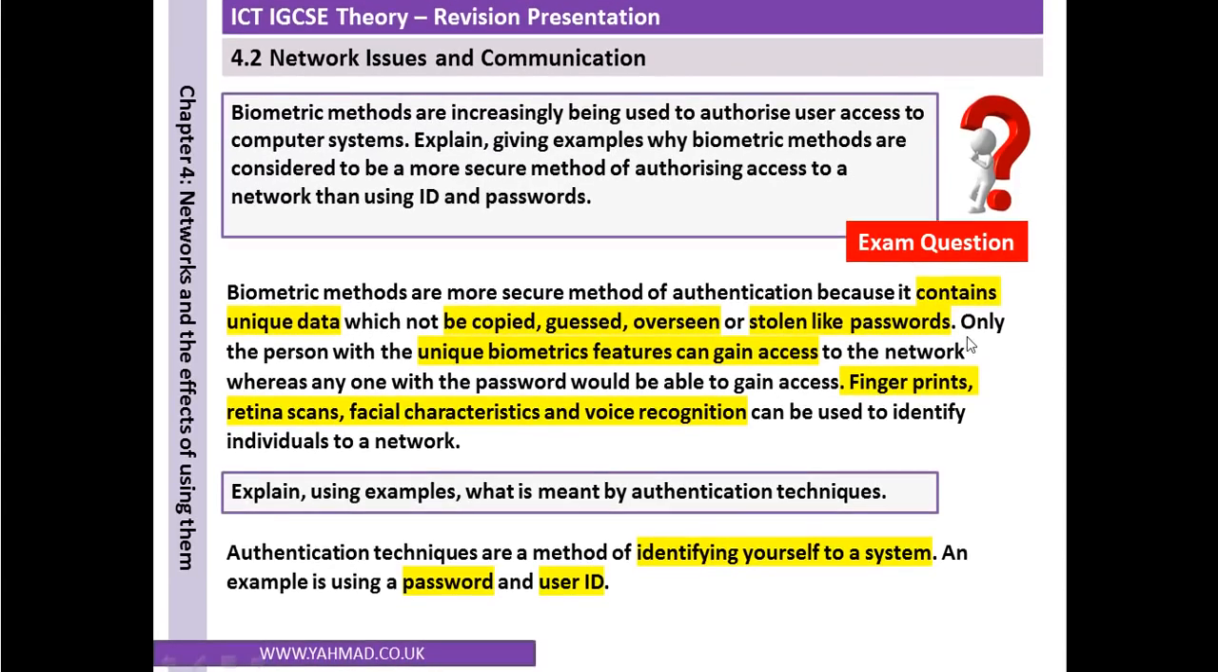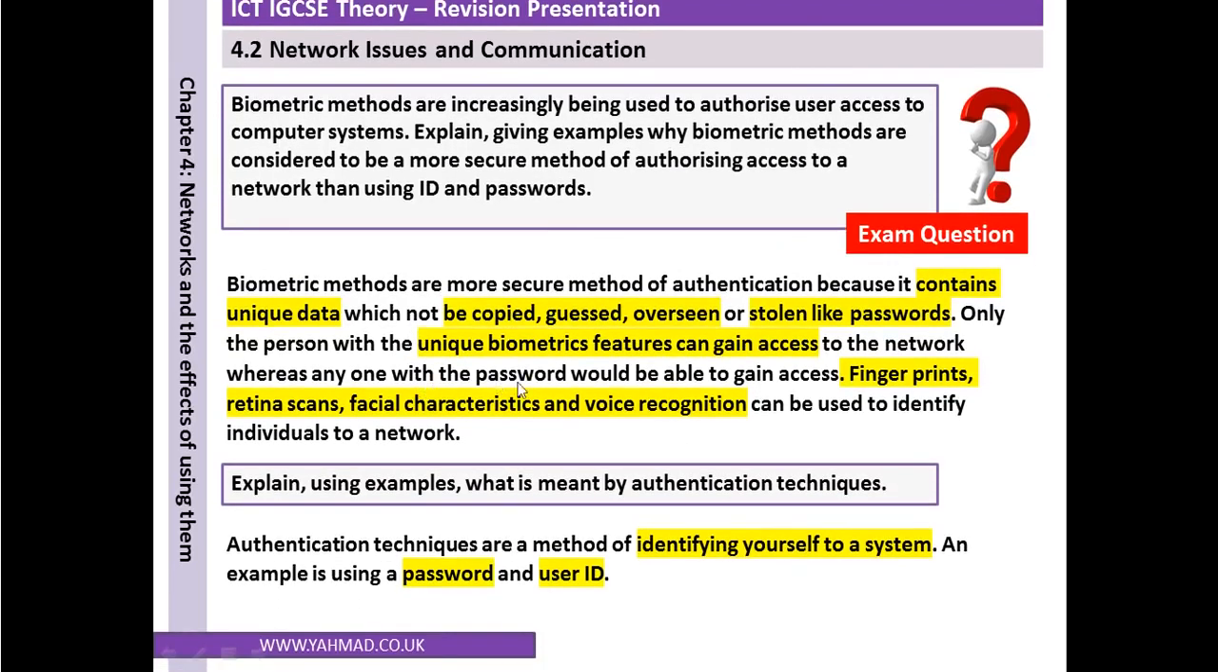Only the person with the unique biometric features can gain access to the network, whereas anyone with a password would be able to gain access. Fingerprints, retina scans, facial characteristics, voice recognition can be used to identify individuals to a network.